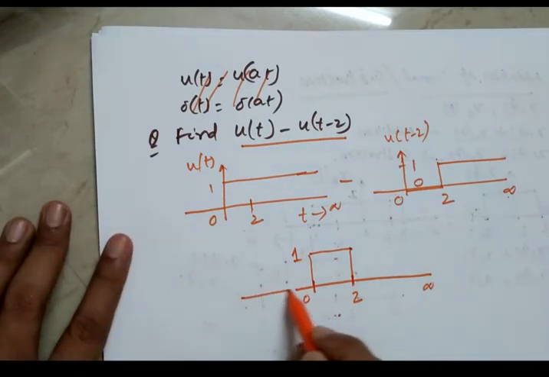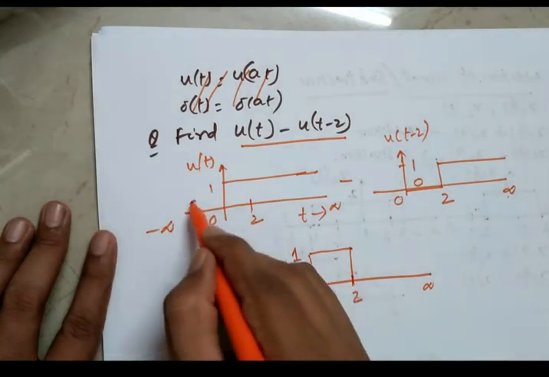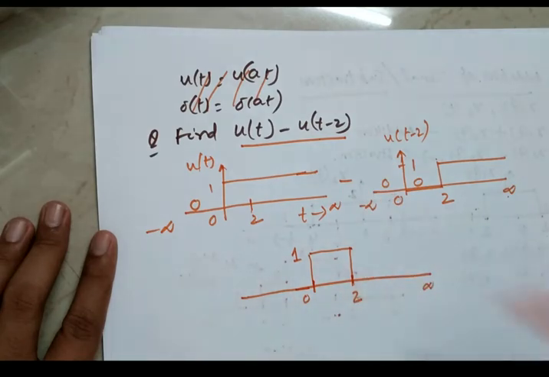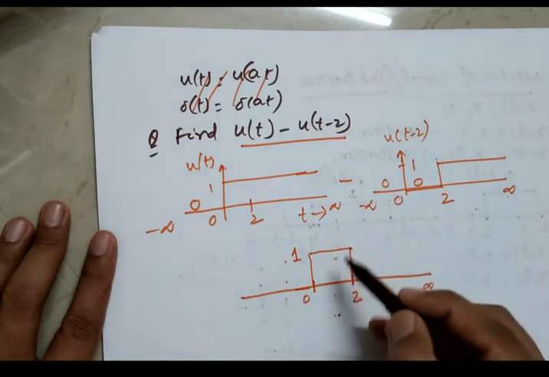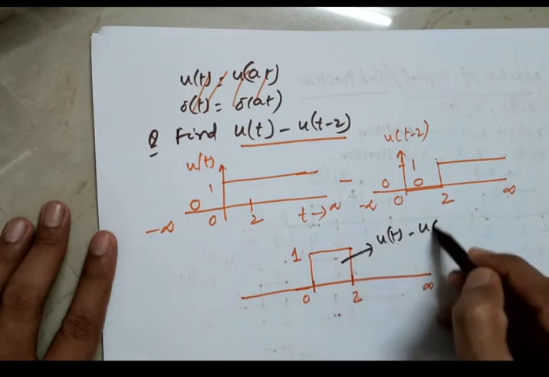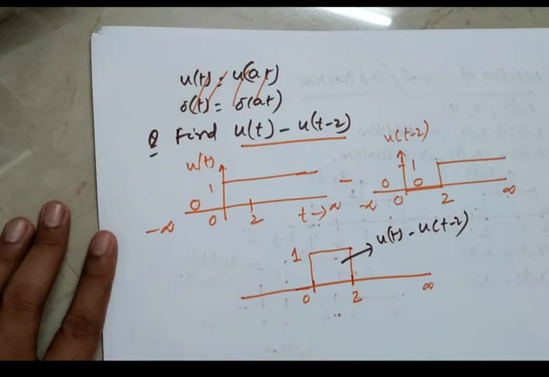If you take the left-hand side also, from minus infinity to 0, it is 0. And here also, from minus infinity to 0, it is 0. 0 minus 0 is 0. So this is your answer. This is your u(t) minus u(t minus 2). Okay.